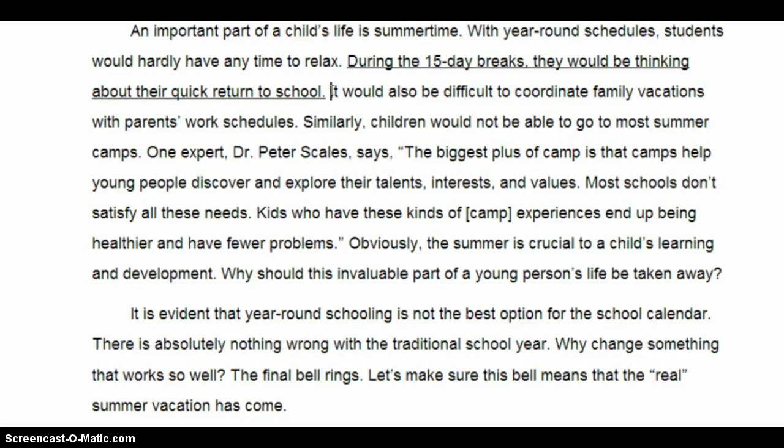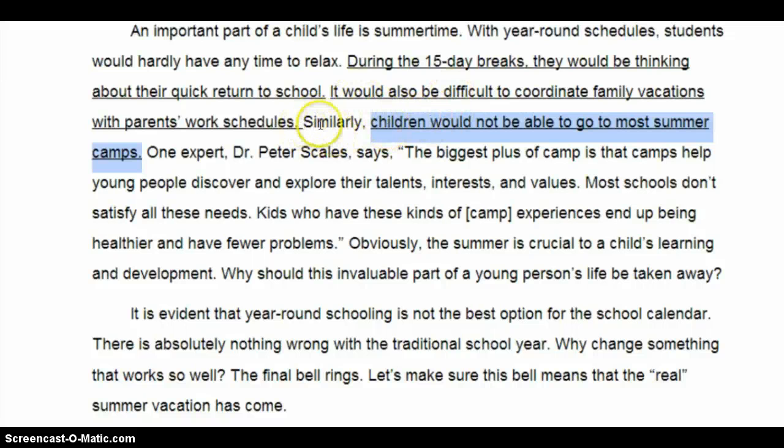Okay, so if you have looked for the other reasons in your paragraph, you probably have found it would also be difficult to coordinate family vacations and parents' work schedules. That is your second reason in this paragraph. And your third reason is children would not be able to go to summer camps. So there are our three reasons. Also, you'll notice that the third reason comes right after the second. So there is no evidence here.